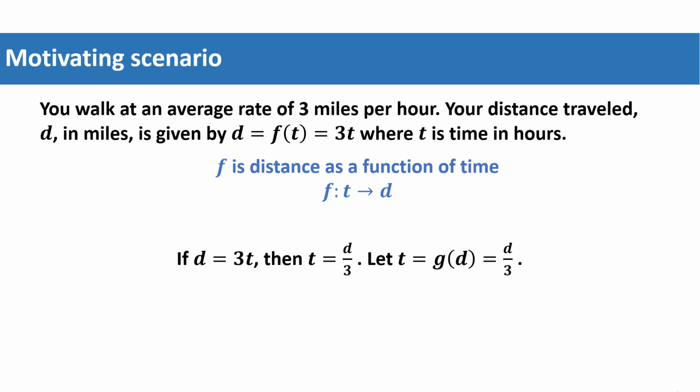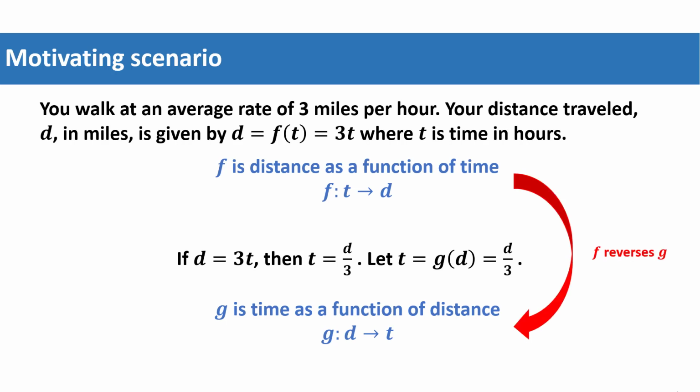And we can use a new function, let's say g, to say that t equals g of d equals d divided by 3. Then the function g is time as a function of distance, meaning that function g converts distances to times. Notice that since f converts times to distances and function g converts distances to times, the function f reverses the function g, and the function g reverses function f.